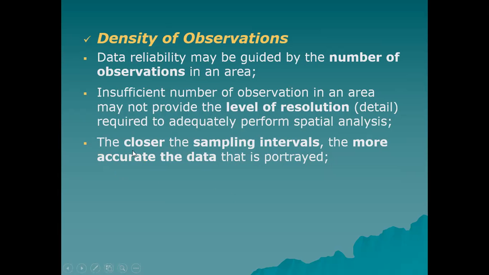So the closer the sampling intervals are, if you think back to the previous map with the dartboards, the more accurate it is. So you're talking about clustering. Between the sample points, the closer they are to each other, the less assumption you have to make.